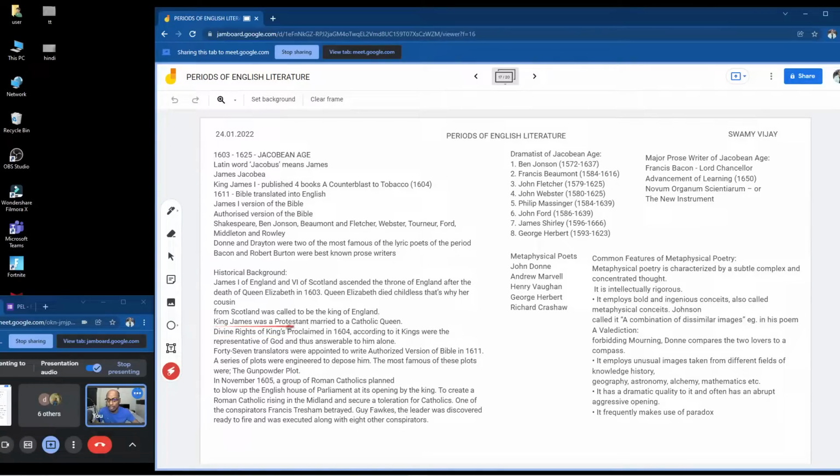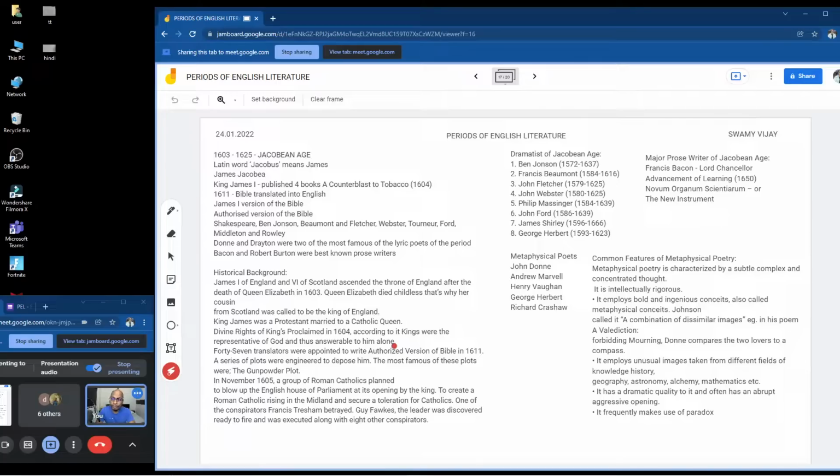Now try to understand this one. Divine rights of kings. When they proclaimed this in 1604, it gave power to the kings. That means according to the divine rights of kings, kings were the representatives of God and thus answerable to him alone. That means according to this doctrine of divine rights, the kings are not answerable, not accountable for their actions to the common people. They are beyond parliament, they are beyond church, they are beyond everybody. If they commit a mistake, only they are responsible, only they have to give answer to God.